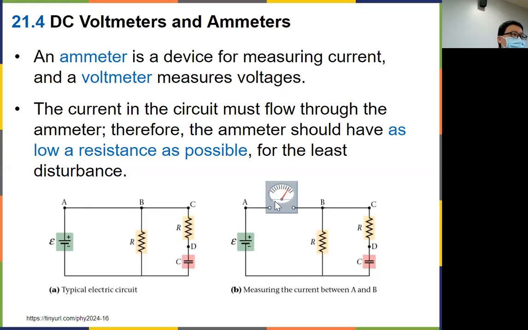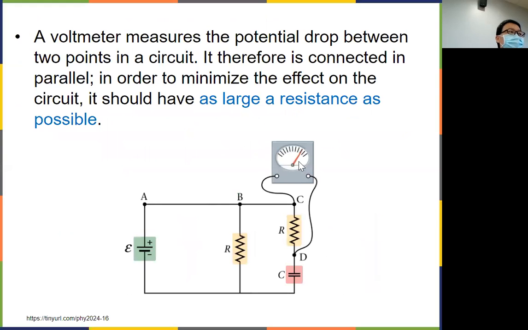On the other hand, a voltmeter measures the voltage, so it's always in parallel with the element that you are measuring the voltage across. In that case, you don't want the current to go through the main circuit and through this voltmeter. You want to keep the current going through it as small as possible, so you want the resistance of this as large as possible. So a voltmeter has very large resistance.